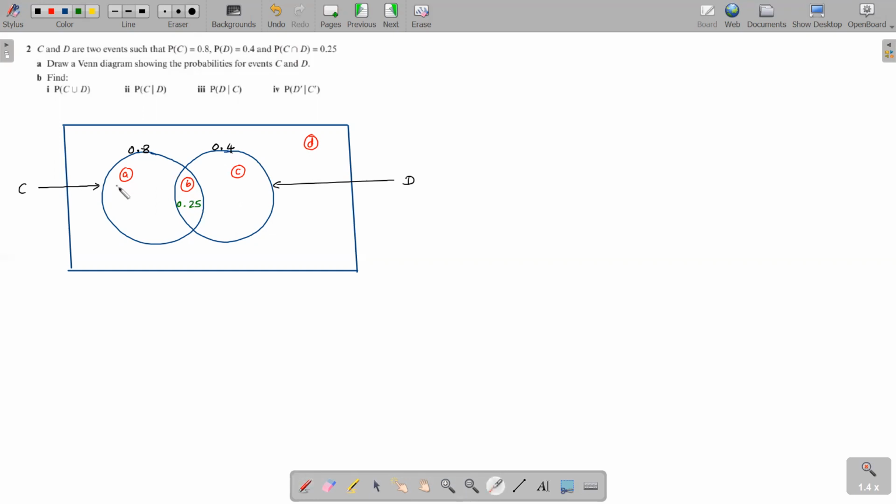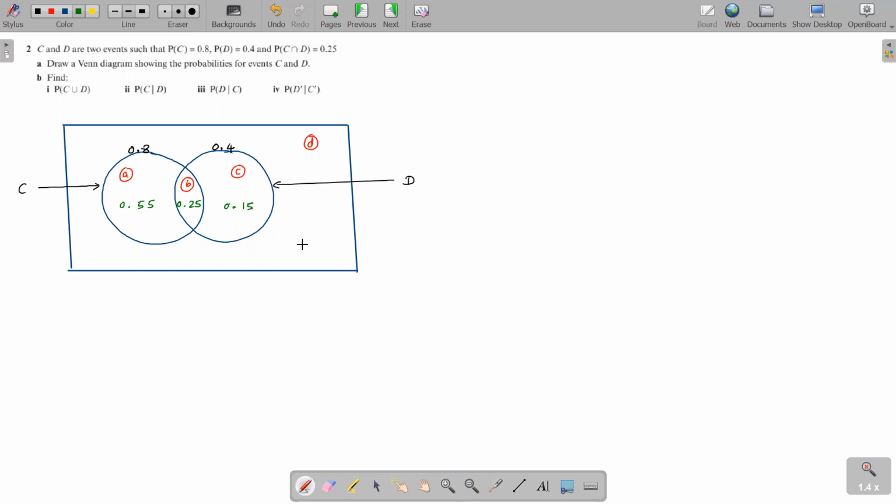So region A: the total value of the circle is 0.8. So from 0.8, you subtract the 0.25. So how much is it? 0.8 minus 0.25. So A is going to be 0.55. And then region C is going to be the full circle is 0.4, right? So from 0.4, you subtract the 0.25, right? So that is how much? That is 0.15.